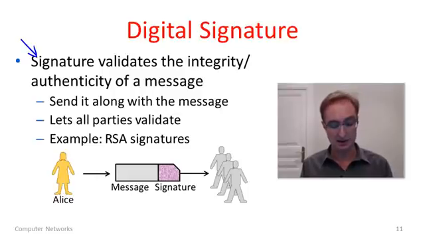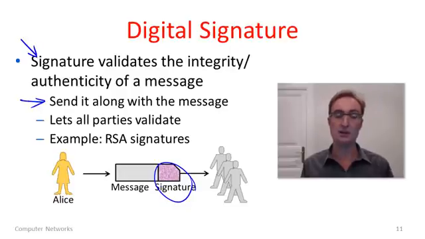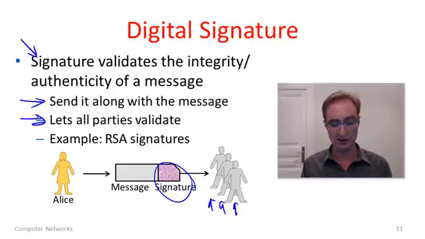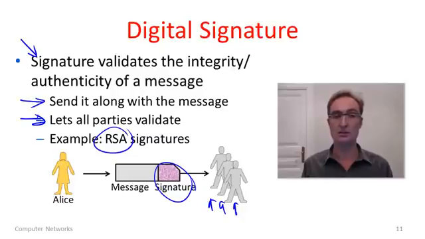And just like the MAC, you can see it replaces the MAC here. We're going to send it along with the message so that the receiver can check it. You might wonder what the difference is between a signature and a MAC. The difference is that the signature lets all parties validate. So you can see I don't just have Bob here, I have a set of people. They could all receive the message, check the signature, and validate that it came from Alice. An example that you might see around if you look in security schemes is RSA, encryption, RSA used to compute signatures.